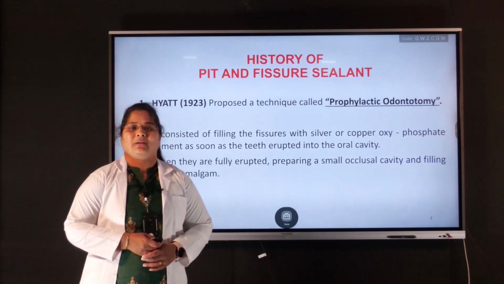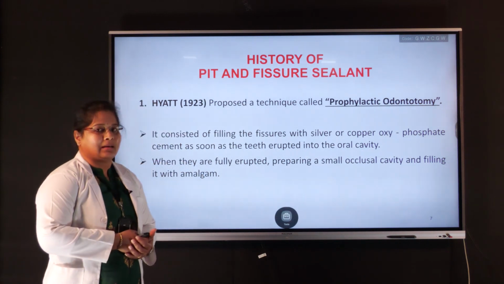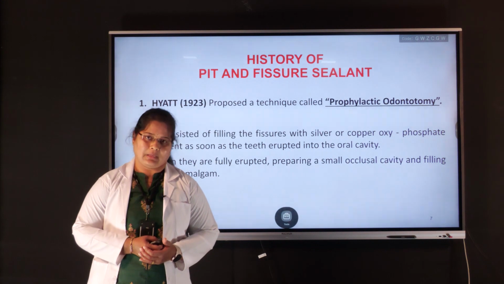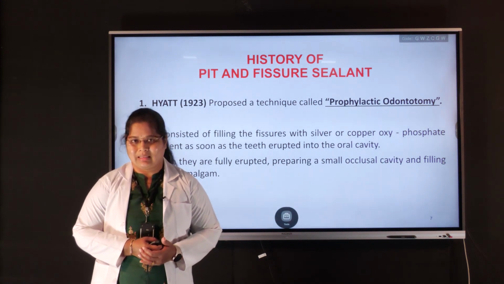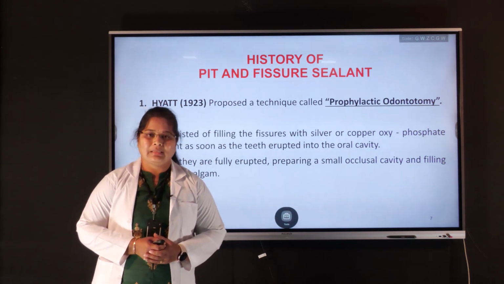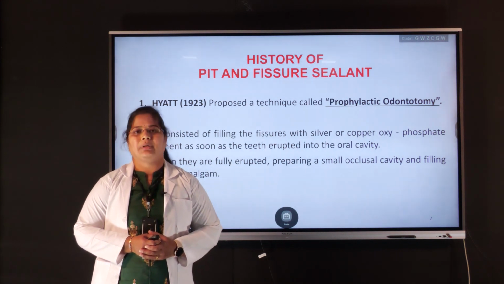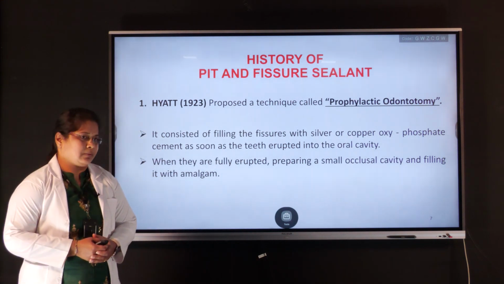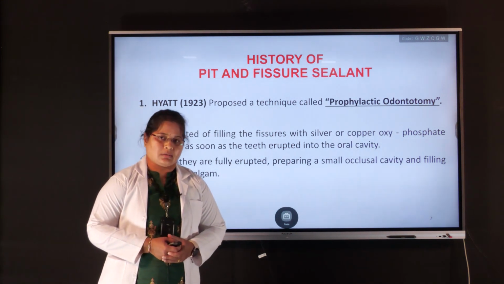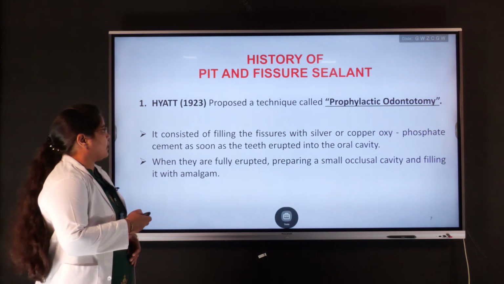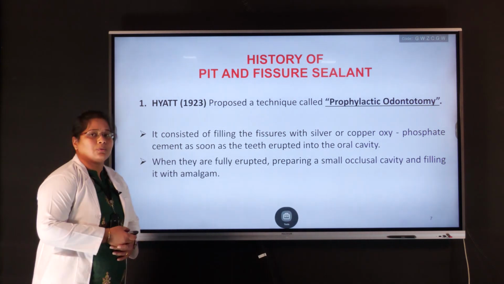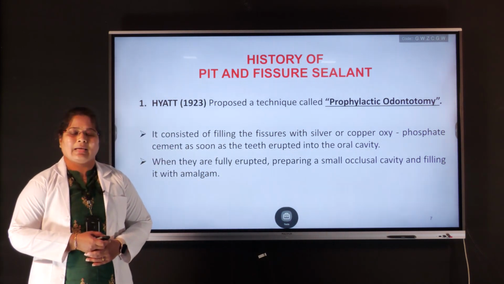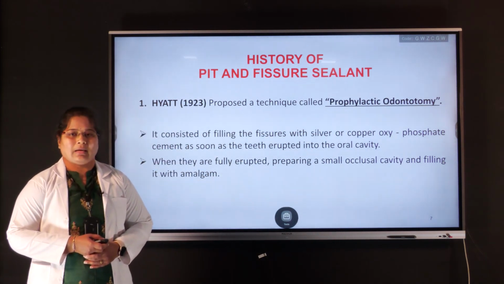Coming to the history of pit and fissure sealants, we can discuss Hyatt now. Hyatt introduced a term, prophylactic odontotomy. Prophylactic odontotomy is nothing but sealing the pits and fissures as soon as they erupt into the oral cavity, sealing with silver and copper oxyphosphate cements. When teeth are fully erupted into the cavity, a cavity has to be prepared, and they can be sealed with amalgam.